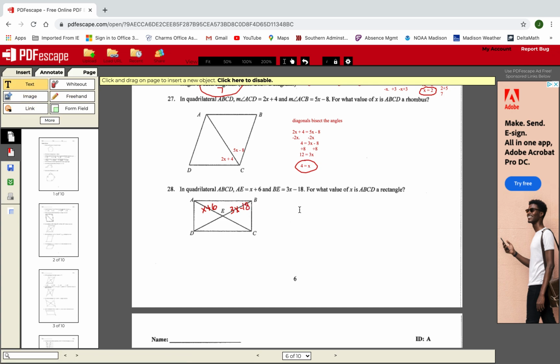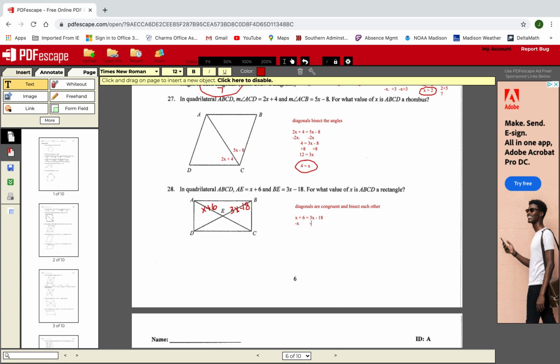Well, in a rectangle, the diagonals are congruent and they bisect each other. Diagonals are congruent and bisect each other. Okay, so that means that all 4 of the pieces of the diagonals are going to be equal to each other. So we can simply set x plus 6 equal to 3x minus 18 and solve.